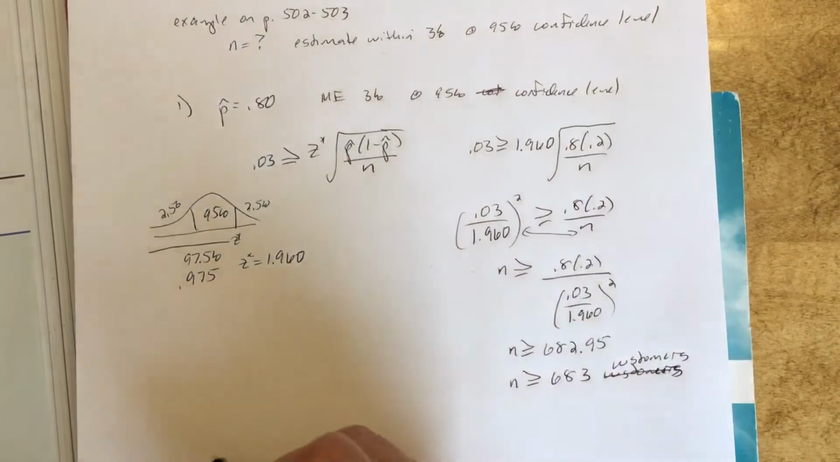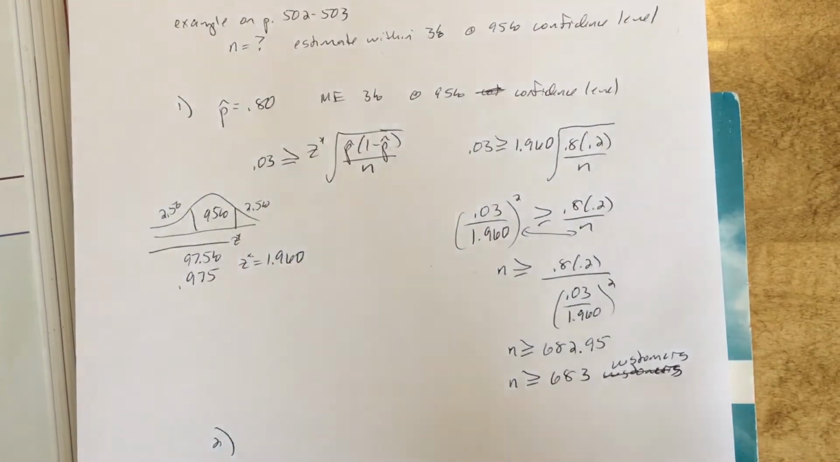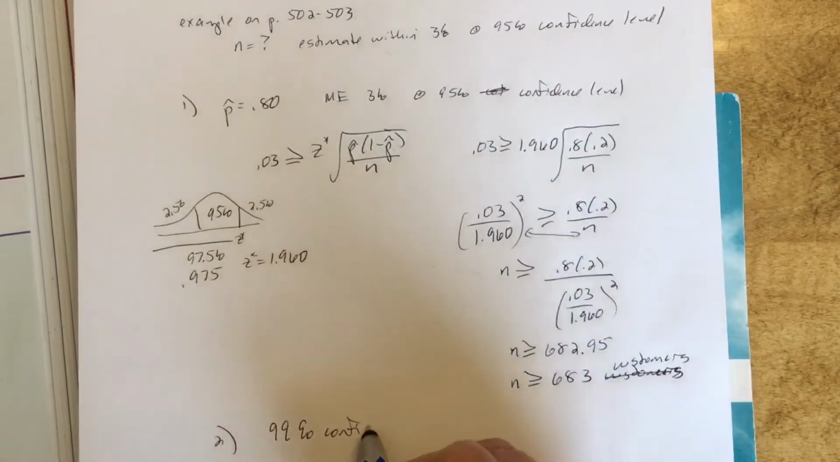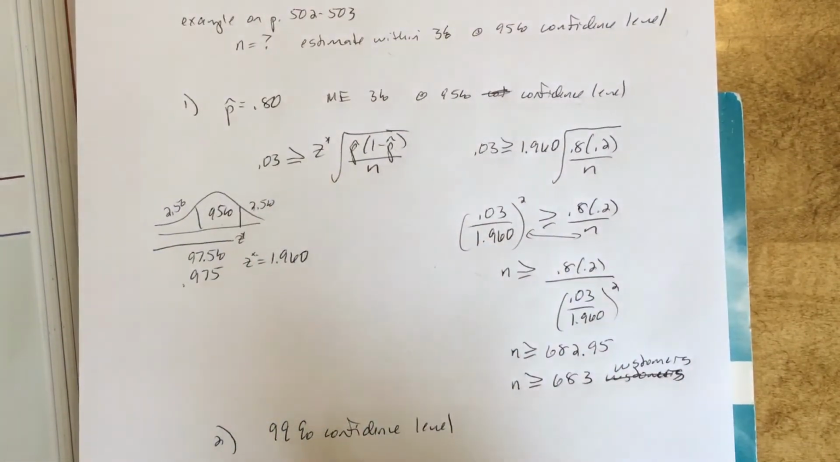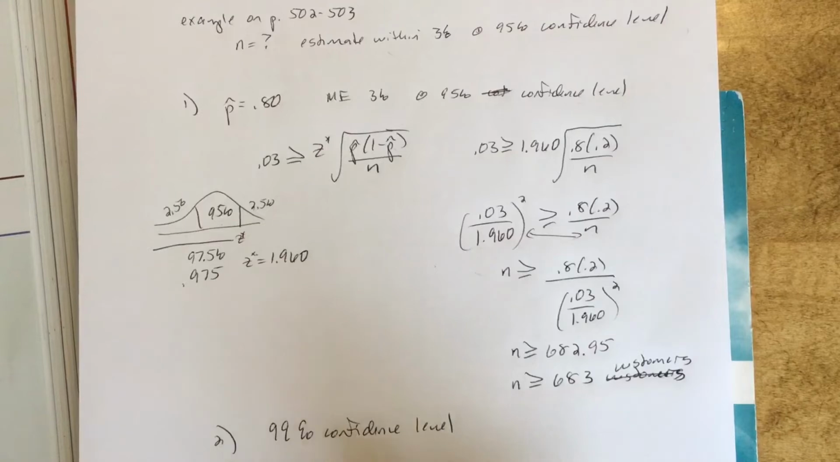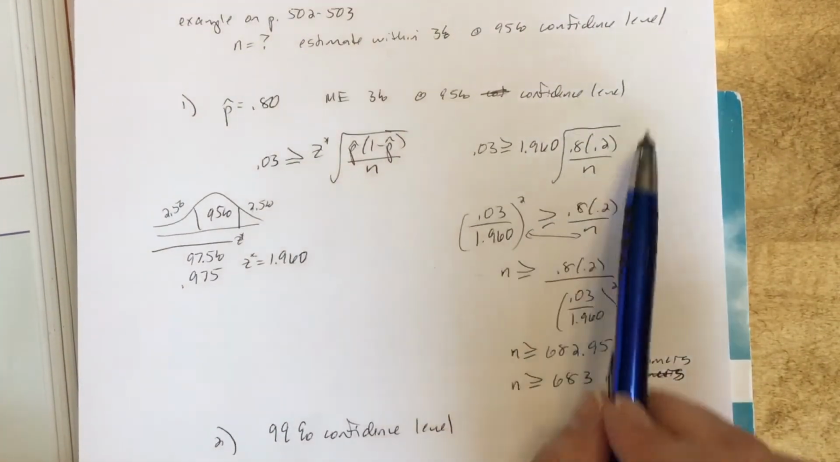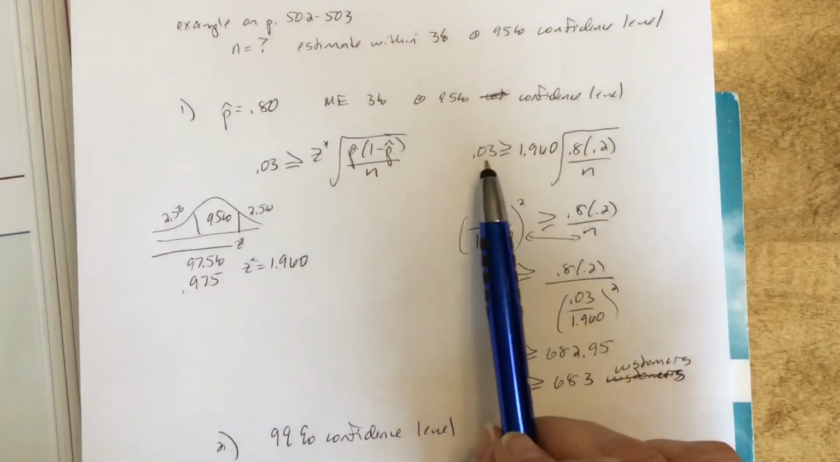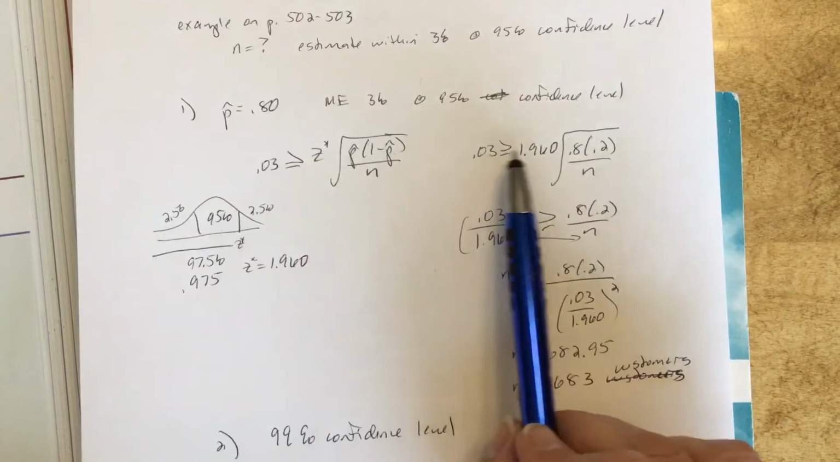Now, the second question says, what if the company president demands a 99% confidence level? Of course, the higher the confidence level, the sample size is probably going to go up. So really, the only thing that's got to change in this equation is my critical z. Still want the margin of error within 3%. I don't think he changed that. He just wanted the confidence level higher.